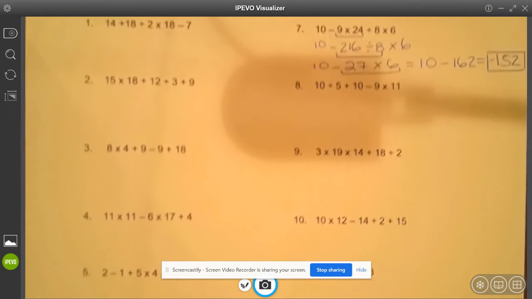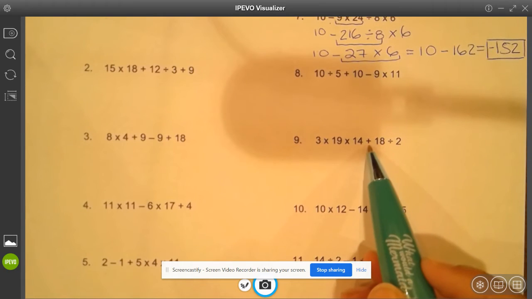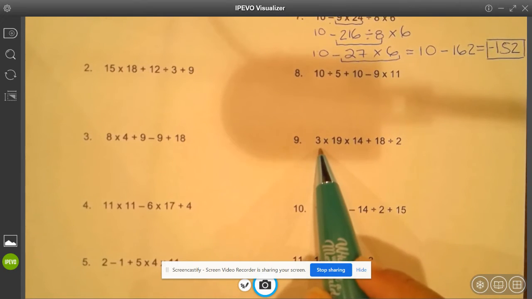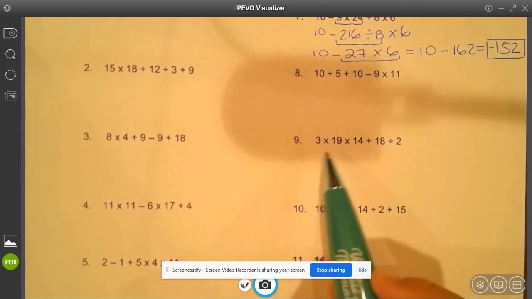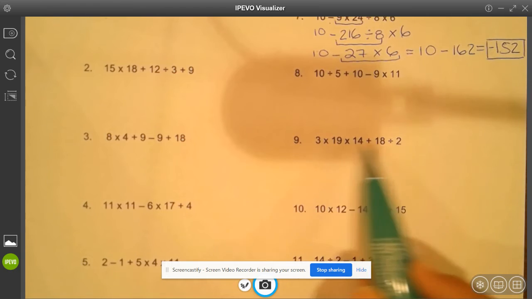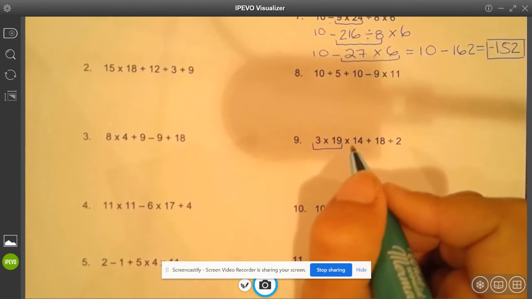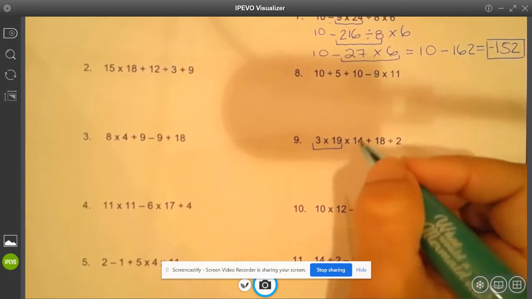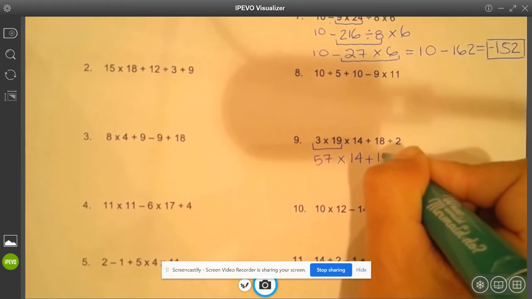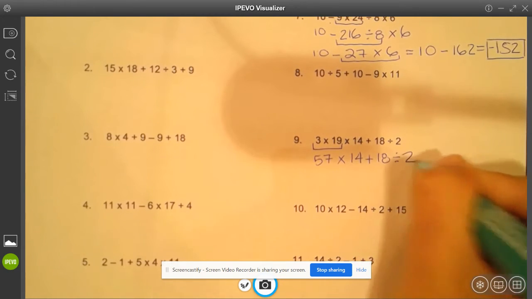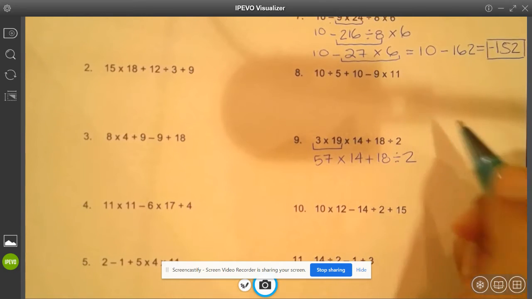Let's do number 9. So on number 9, we know that this is multiplying, adding, and dividing. So I'm going to go from left to right. Are there any parentheses? No. Are there any exponents? No. Multiplication? Yes. So we're going to go from left to right. So that times that is the first thing that I'm going to do. 3 times 19, that is 57. So 57 times 14 plus 18 divided by 2. Now, do I have to rewrite it every time? No, but you have to do them. As long as you do them in order, we're fine.